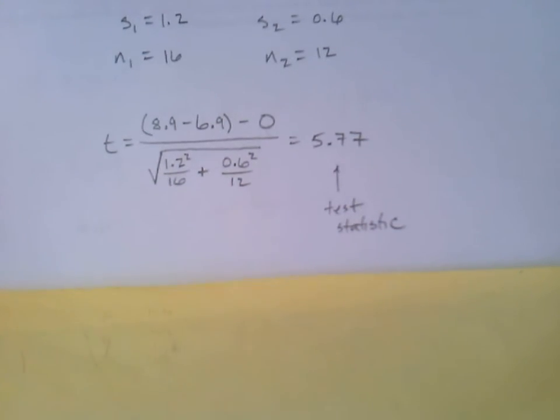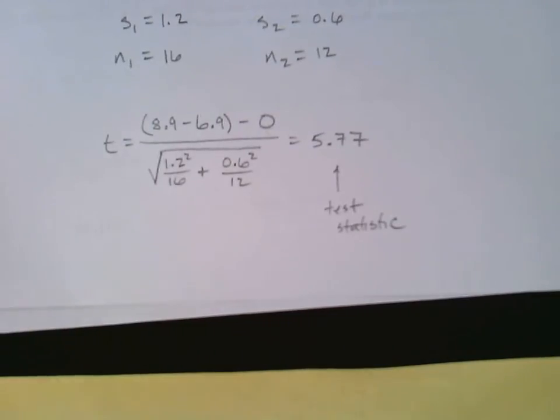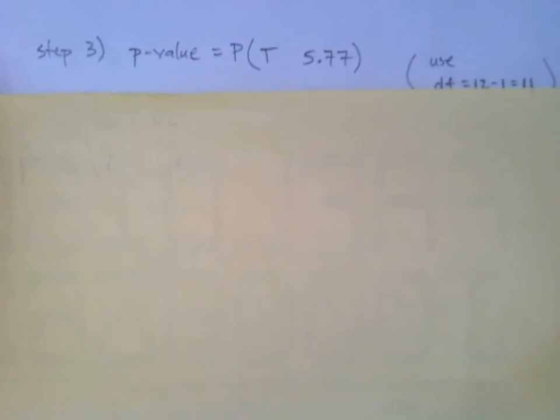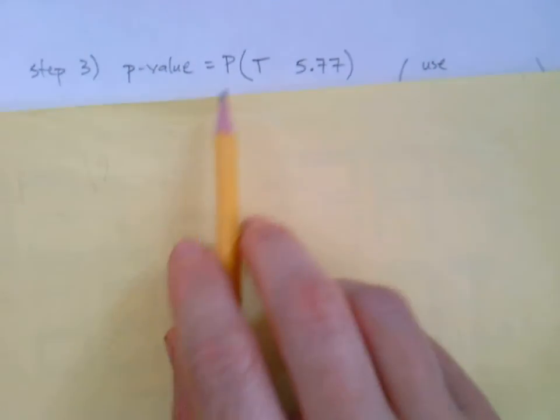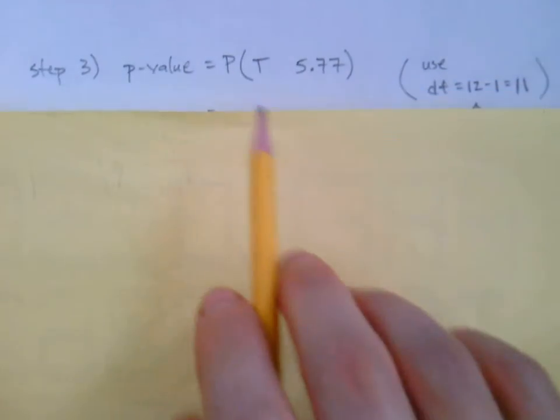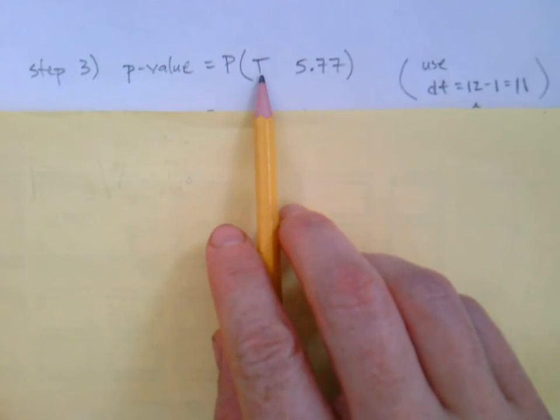We've got step number 2. Okay. Step number 3, you may remember, is calculating the p-value. All right. So I'm going to set it up. Step 3, the p-value equals the probability. Now it's a t, right? Capital T. Use our t calculator in StatCrunch.